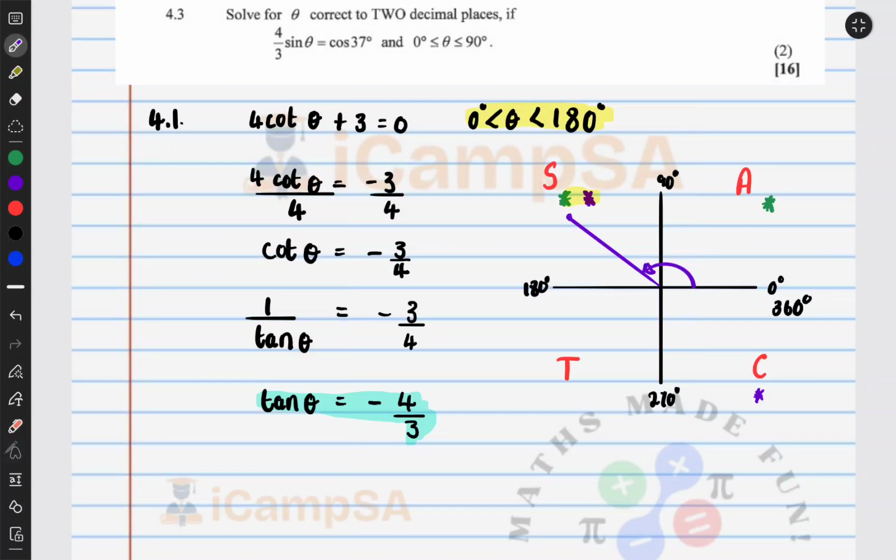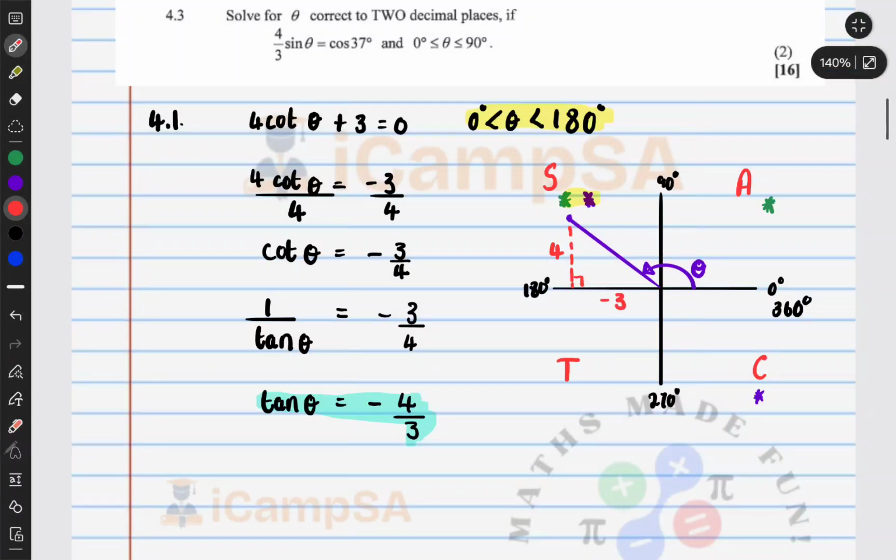Okay, and this is our theta here. Next, let's complete this triangle and make it a right angle triangle like that. Tan theta is opposite over adjacent. So the value of y is going to be 4 because the terminal arm is above the x-axis, so it's on the positive side of y, and then x, the adjacent side, is going to be -3.